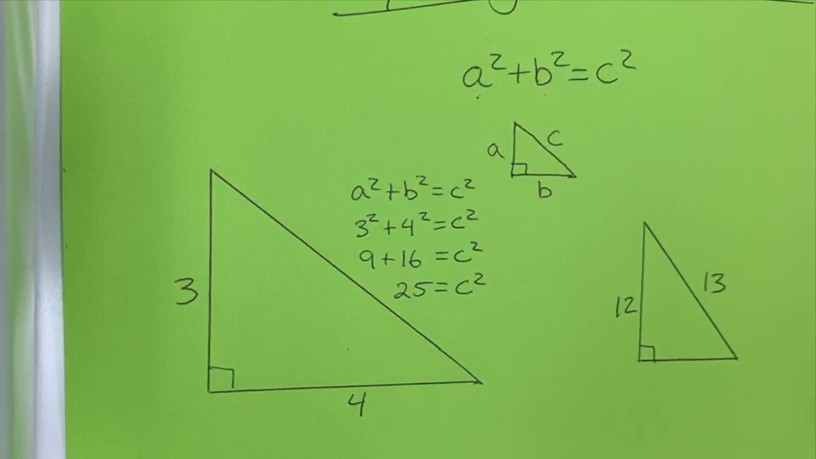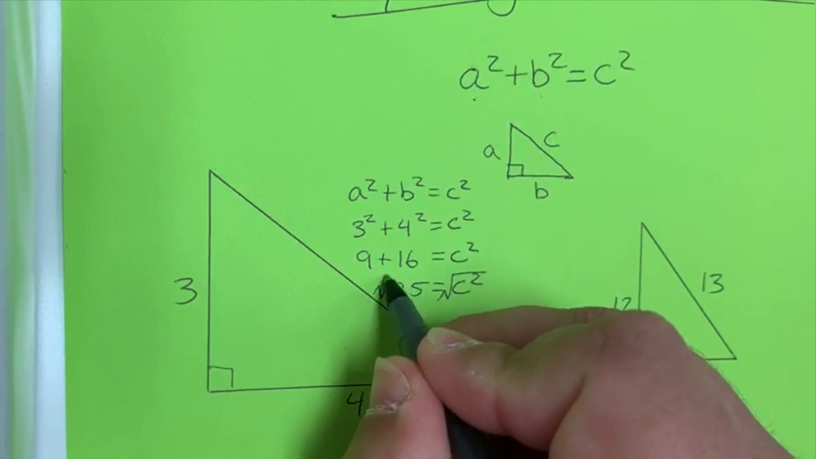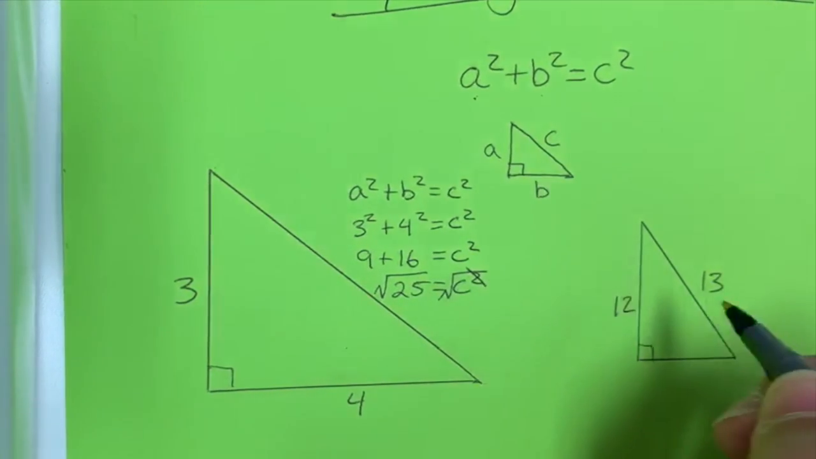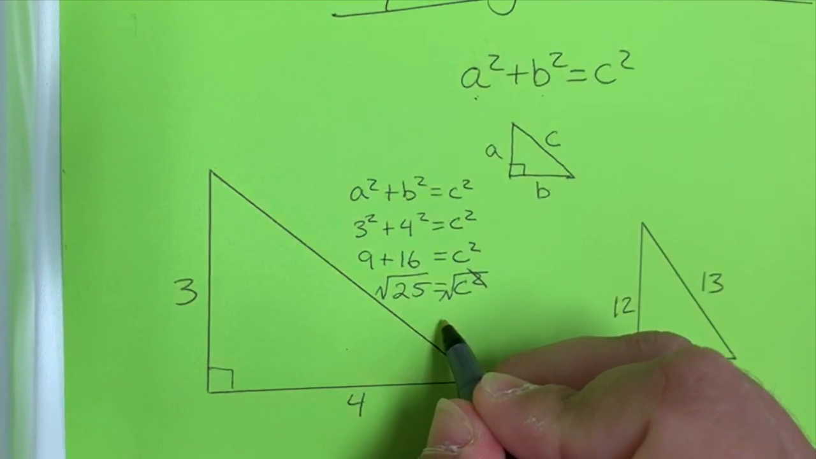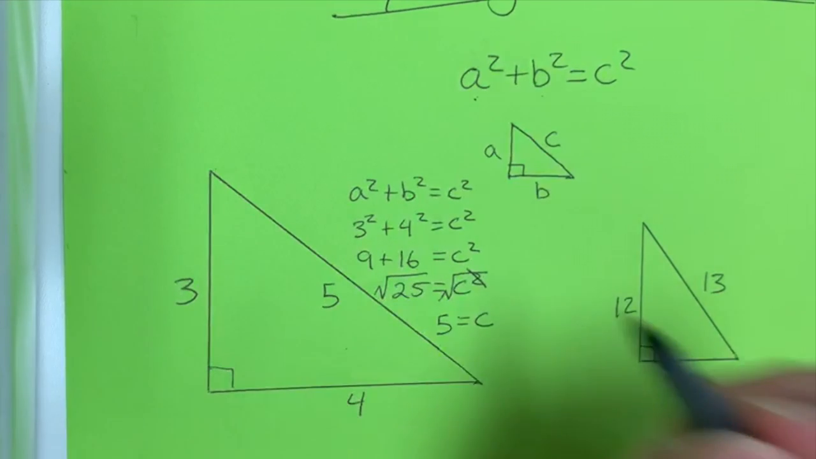And then I'm not looking for c squared, right? I'm looking for c, because that's the hypotenuse length. To get rid of the squared, all I'm doing is taking the square root of both sides. So the square root gets rid of the square, and it leaves me with 5 is equal to c. So 5 is our hypotenuse.